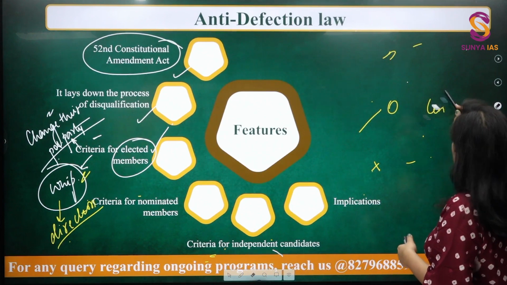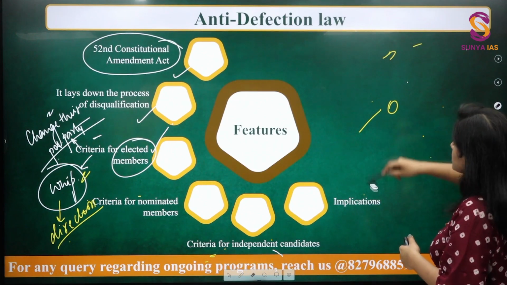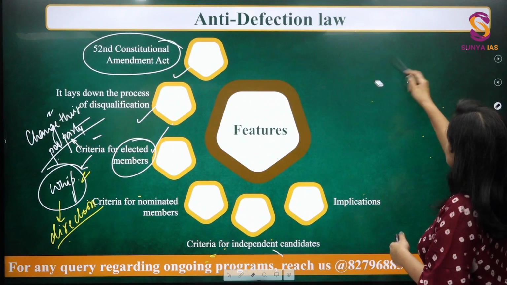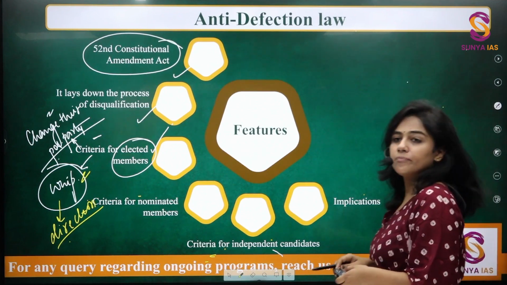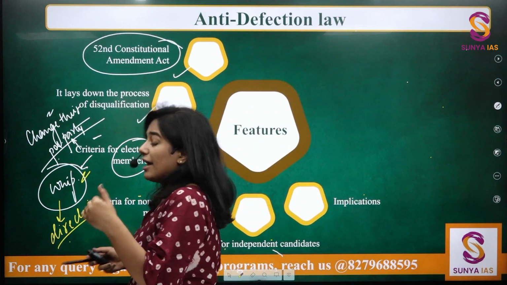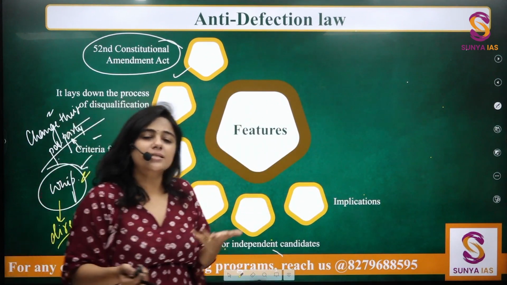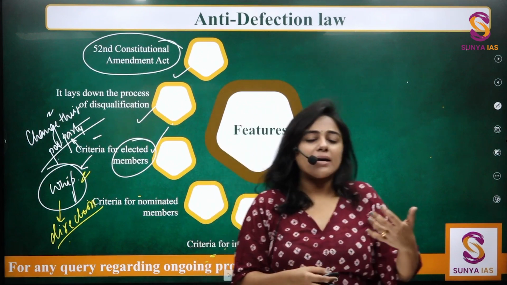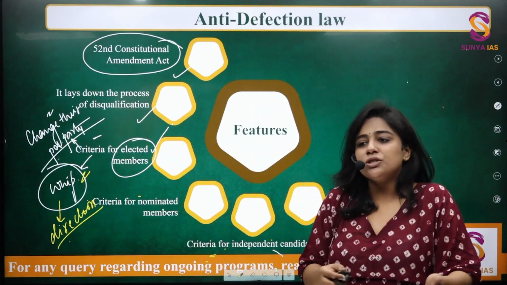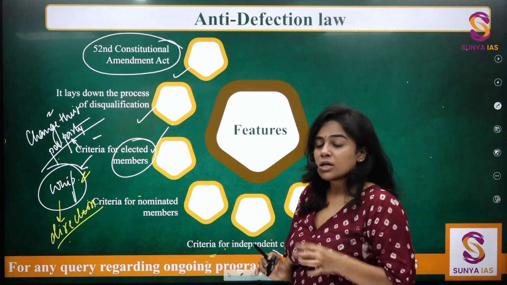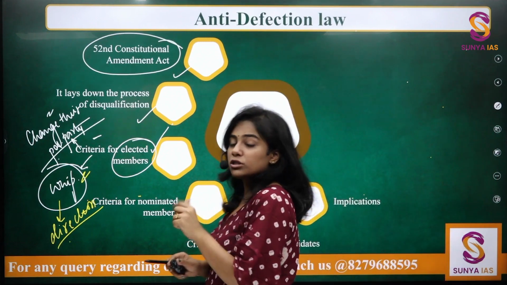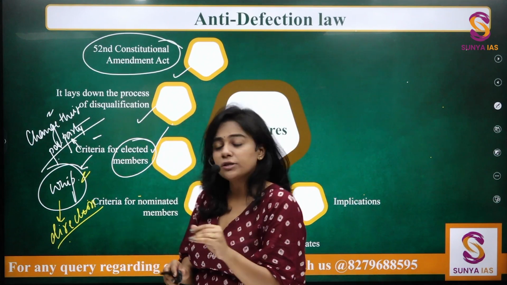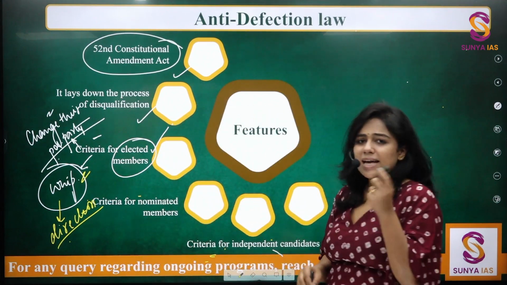This is anti-defection law. If not, then they will be considered disqualified. Clear? And we'll also talk about who takes the decision. Is it the party who itself takes the decision that this person has not listened to us? Or is it someone else? It is someone else. It is the speaker or the chairperson, presiding officer. We'll talk about it.